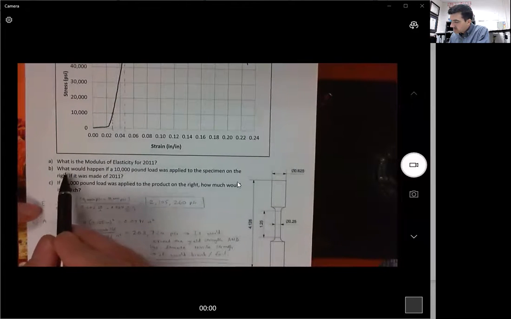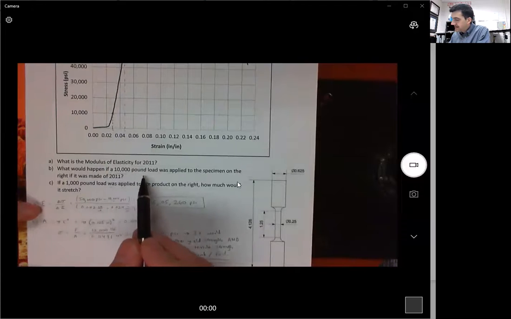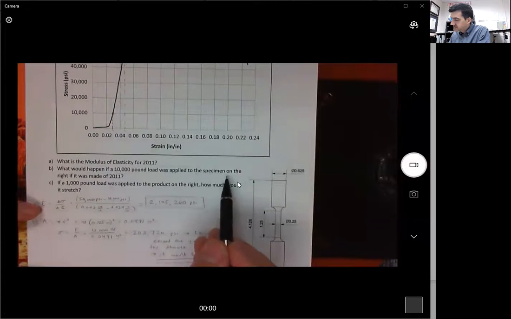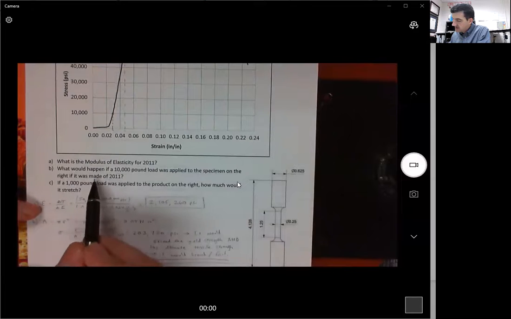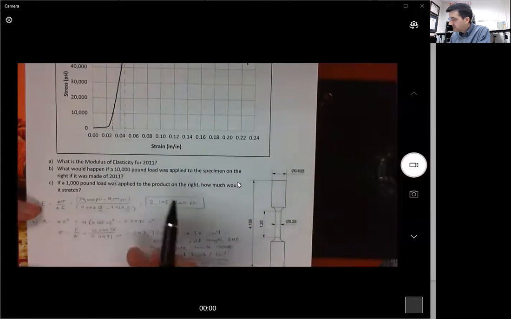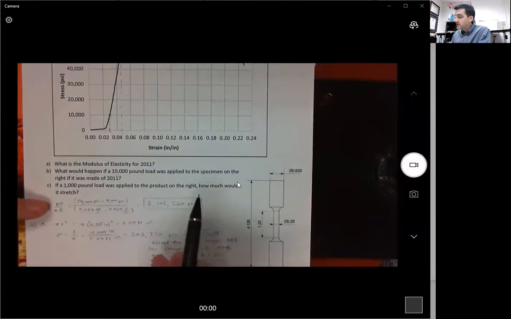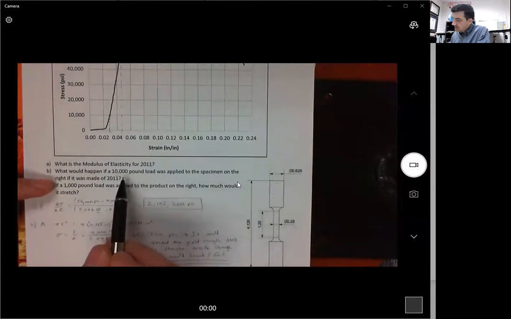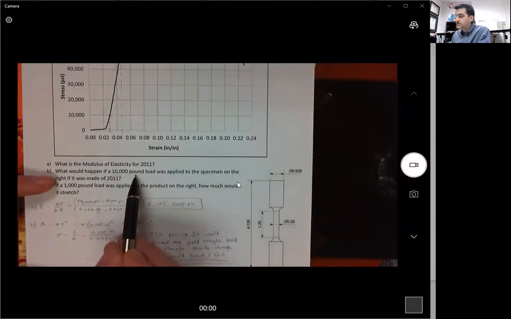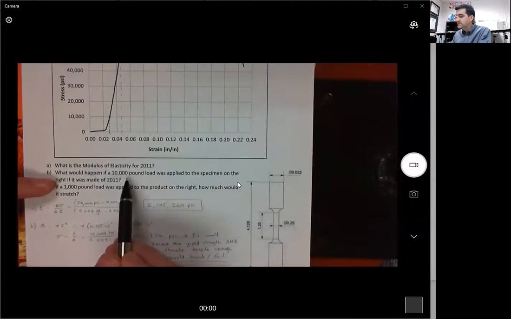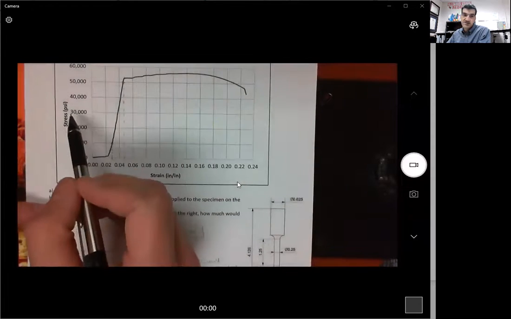Part B says, what would happen if a 10,000 pound load was applied to the specimen on the right, that's this one that was tested, if it was made of 2011? All right, so that's this specimen right here. So we want to know what would happen. Notice that we're trying to calculate what would happen with a 10,000 pound load. That's a force. Notice this is in stress.